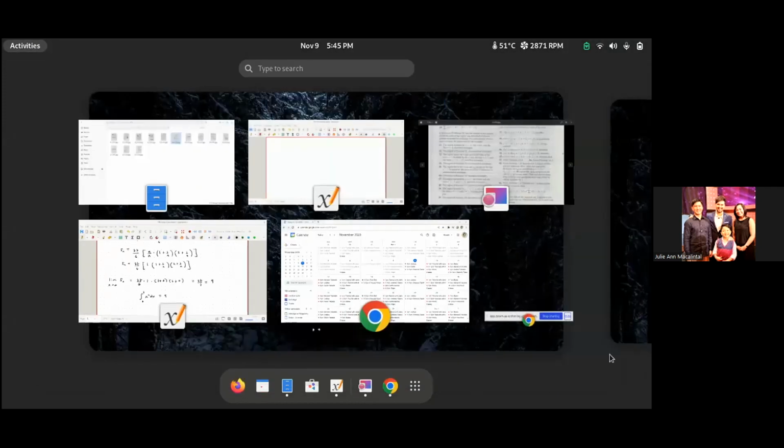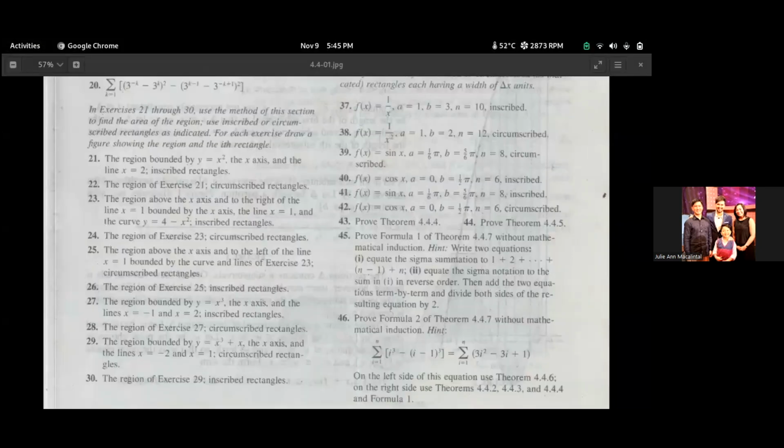So here we'll only do the evens. Sorry, the odds. Just add them. Since we only need to hit both circumscribed and inscribed, the problems go circumscribed, inscribed, circumscribed. How many inscribed? 23. Okay, there's an inscribed one. So number 21, y equals x squared.